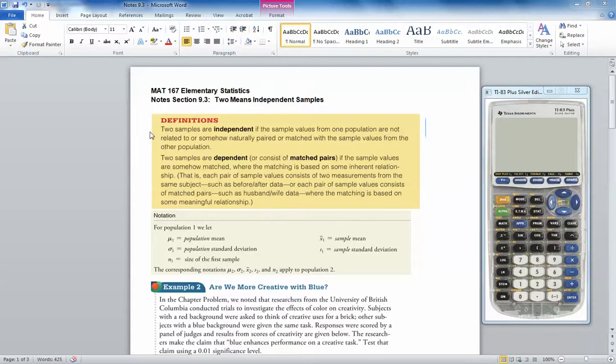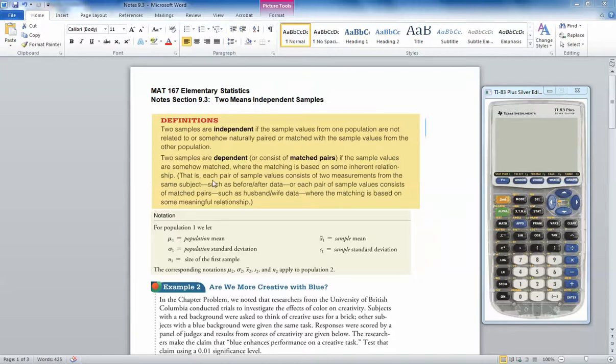First definition: two samples are independent if the sample values from one population are not related to or somehow naturally paired or matched with the sample values from the other population. Two samples are dependent or consist of matched pairs if the sample values are somehow matched. This is what we're going to do in the next section, 9.4, looking at matched pairs. And the matching is based on some inherent relationship.